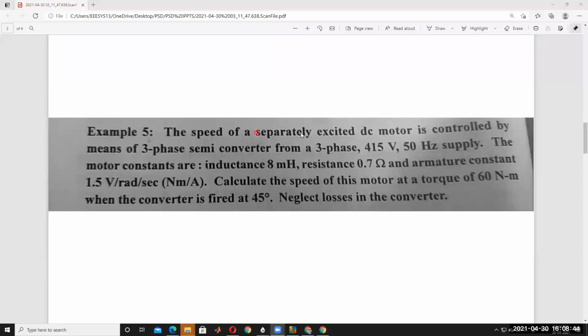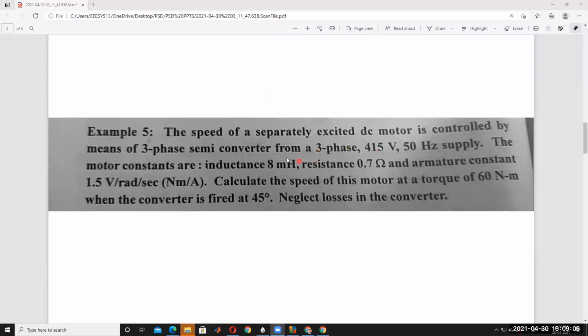The speed of a separately excited DC motor is controlled by means of a three-phase semiconverter. So you know well what is the formula of a three-phase semiconverter? 3 Vm by 2 pi into (1 plus cos alpha). Use that formula and you will get the answers.